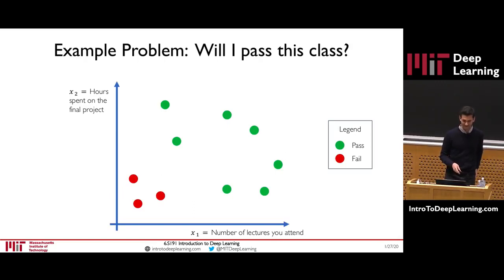Okay, so let's take all of the data from previous years and plot it on this feature space like we looked at before. Green points are students that have passed the class in the past, and red points are people that have failed. We can plot all of this data onto this two-dimensional grid like this, and we can also plot you. So here you are. You've attended 4 lectures, and you've only spent 5 hours on your final exam, or on your final project. And the question is, are you going to pass the class? Given everyone around you and how they've done in the past, how are you going to do?